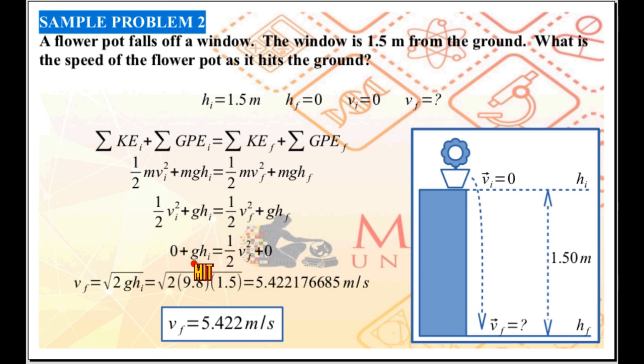We know g, 9.8 meters per second squared. We know h initial, 1.5 meters. The only unknown is v final. So isolate v final, plug in the known values, and we are able to calculate the final speed to be 5.422 meters per second.